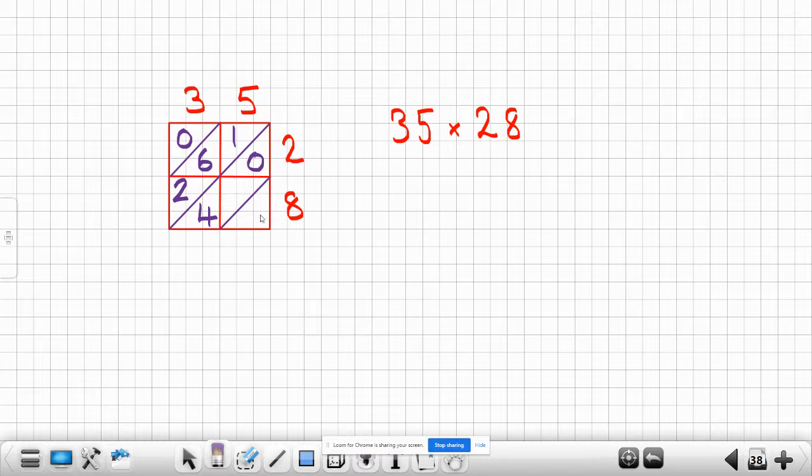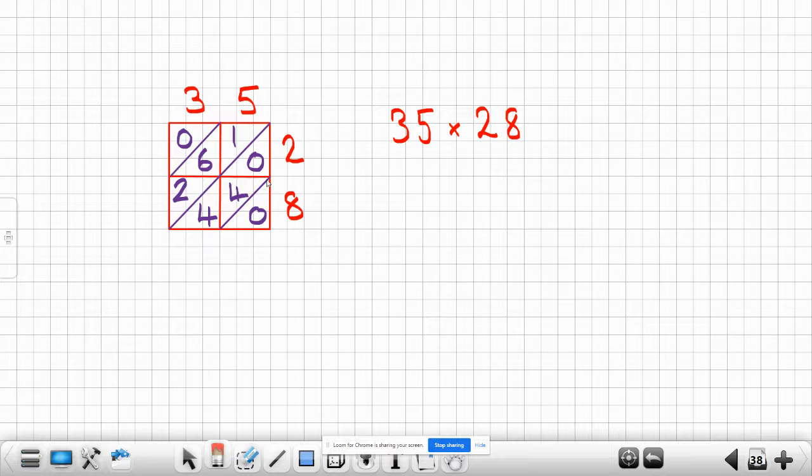And then finally, this box, we have 5 times 8. Probably easier to do your 5 times table. So 5 times 8 gives us 40. Okay, so that's all our multiplication done. I'll swap back to red. And now we are going to deal with our diagonals.